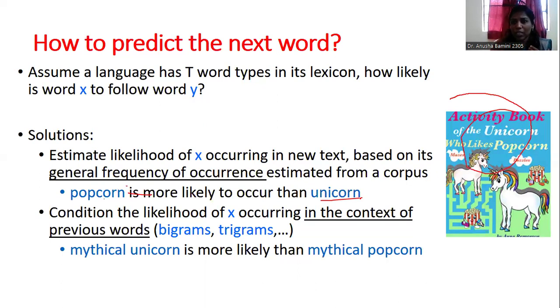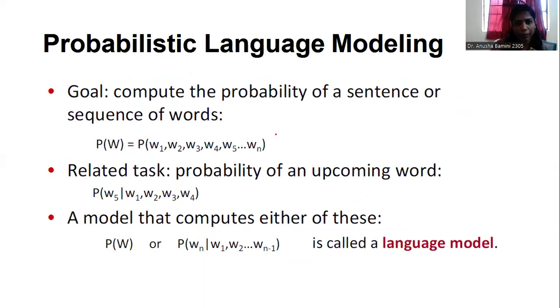What was the book title? Unicorn who likes popcorn. But which word occurs frequently, a lot of times? Popcorn. So there is a frequency calculation, and based on this frequency alone we can predict the words. Based on the number of occurrences, the word Y can be calculated from the occurrence of the previous word X. This is the way we can move to the next content.